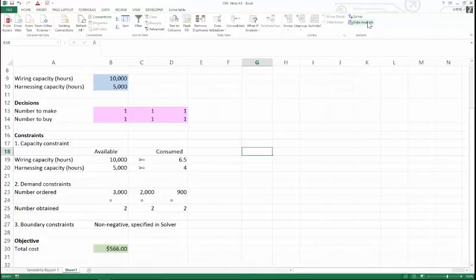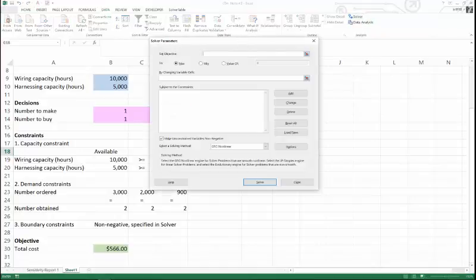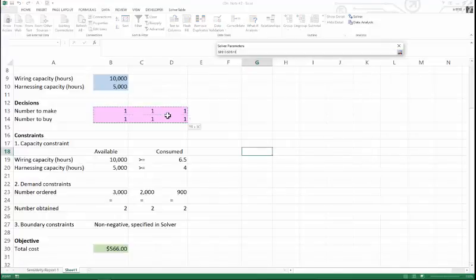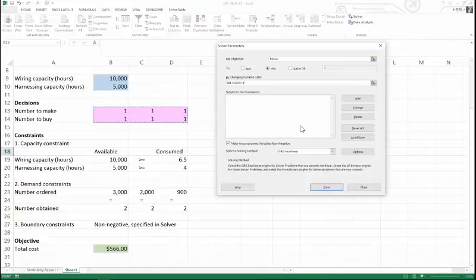Now we are ready to solve this linear programming problem. So we go to Solver. We need to tell Excel what to set as the objective. The objective is total cost. We want the cost to be minimized, so minimal. What are the changing cells? The changing cells are this green shaded area.